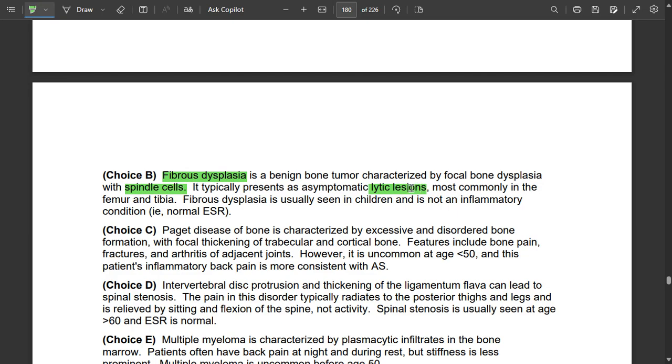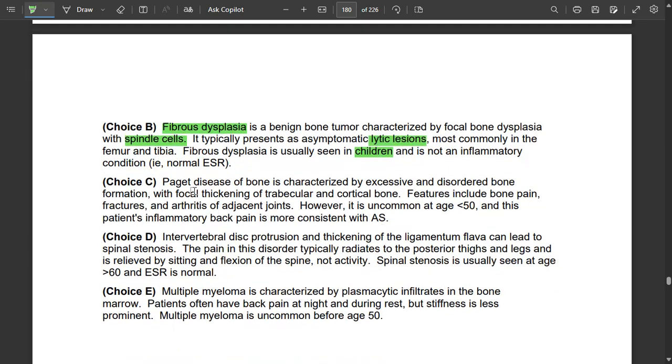Lytic lesions can be seen most commonly in the femur and tibia, and fibrous dysplasia is usually seen in children. It is not an inflammatory condition, so a normal ESR is present. Rather, it's just a deposition of fibrous spindle cells. This is a focal bone dysplasia, usually seen in children, and it's not an inflammatory condition, so ESR is normal.